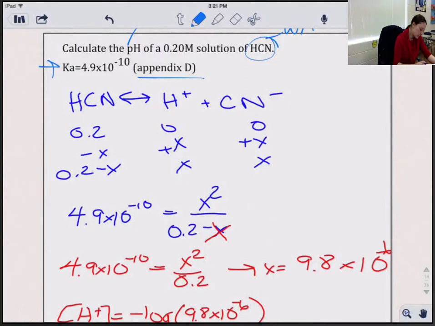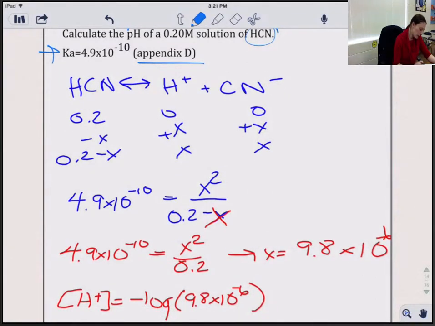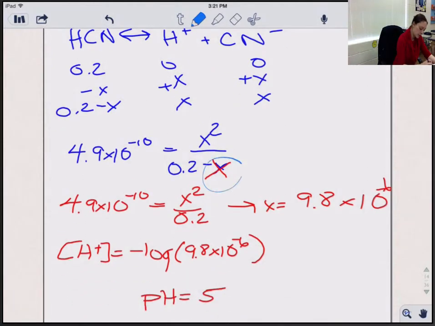Okay, so doing all of that, you've got your HCN pulling apart into H plus and CN minus. I do my ICE table. Remember, you can get rid of that minus X because it's a small Ka. I should get a pH of 5.